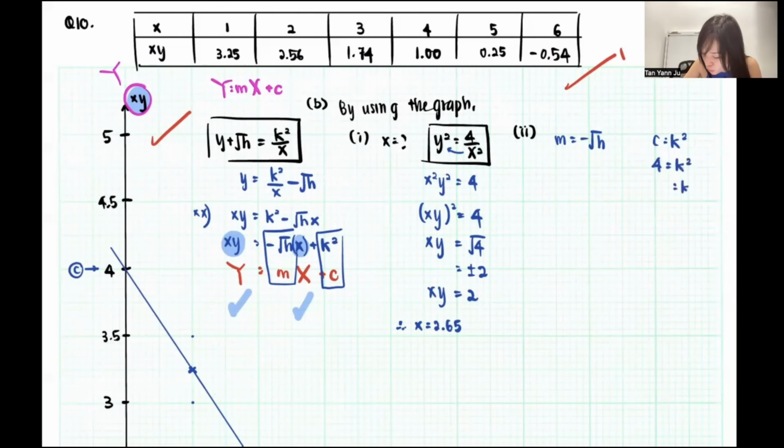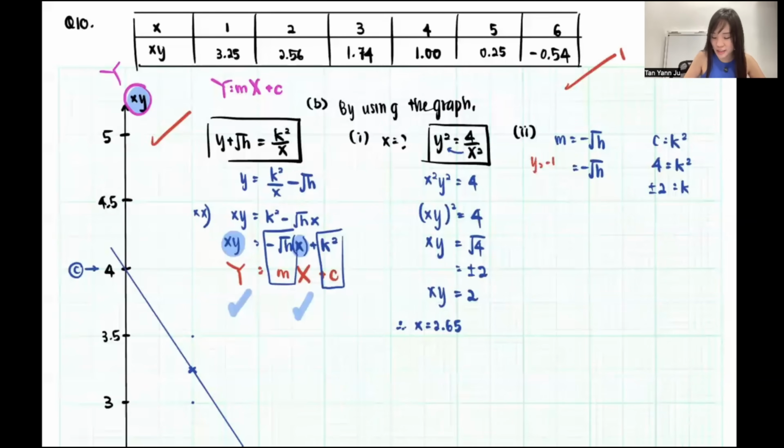So K square equals 4, move it over square root. So square root 4, you guys will get the answer of plus minus 2. Plus minus 2, both accepted, okay? I saw the answer only write plus 2, but supposedly got both. Next one, my dear, how do I find my H? To get my H, I must find my gradient.